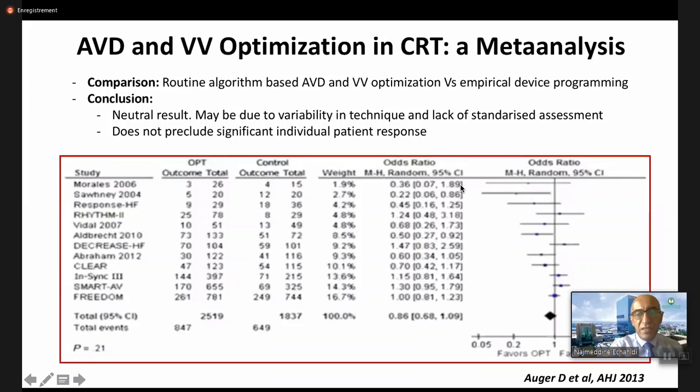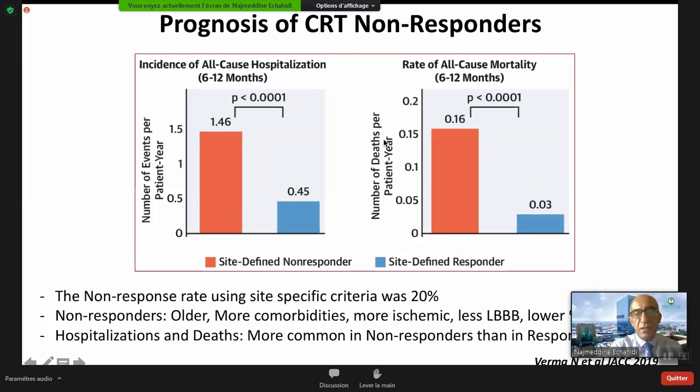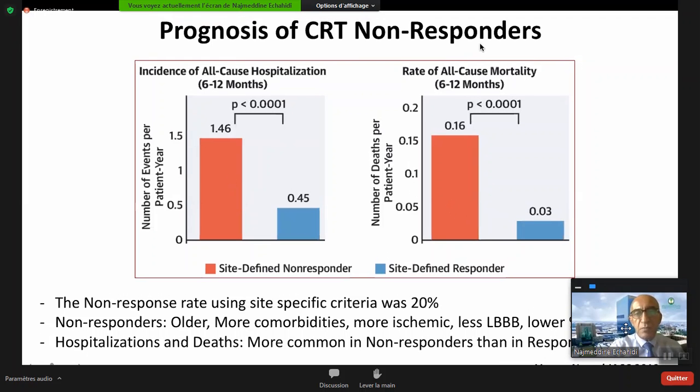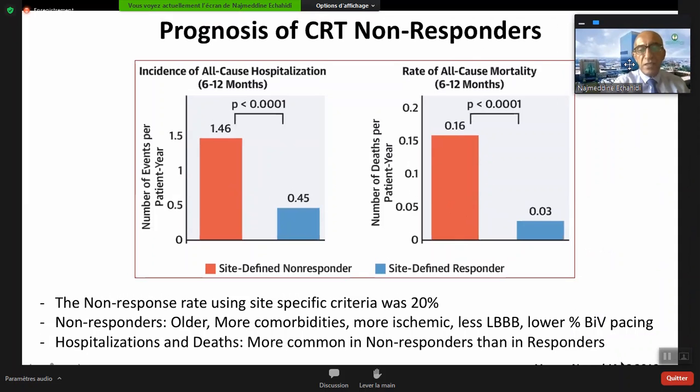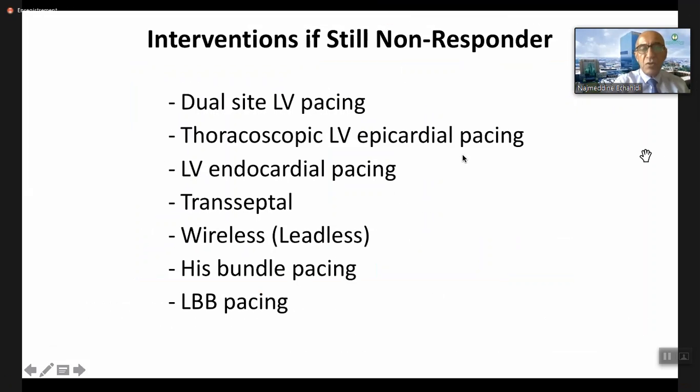And a meta-analysis was done regarding all trials trying to address this situation. The result was neutral, but again, the device is able to do this by itself. We have to optimize our patients. Otherwise, the prognosis of non-responders is really very weak. In a recently published study regarding all-cause hospitalization or all-cause mortality, the outcome is very bad. So what if we do everything and the patient is still a non-responder?